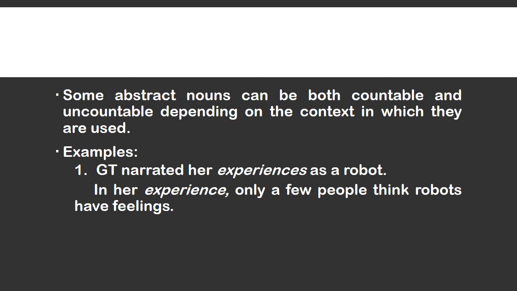Despite the differences, none of the abstract nouns can be seen or touched. We cannot experience them with our five senses because they are abstract. So whether they are countable or uncountable, one thing for sure is that the abstract nouns cannot be seen or touched.